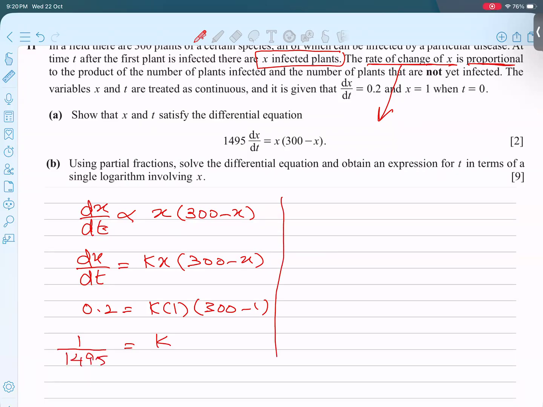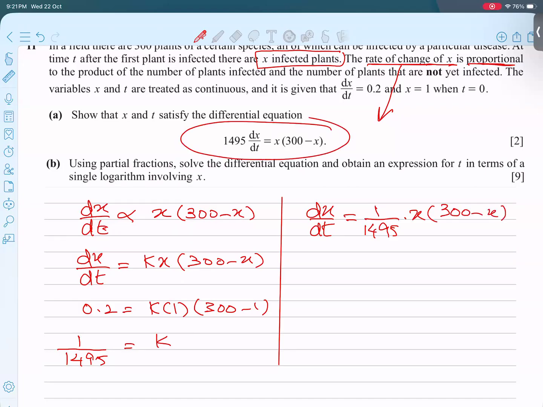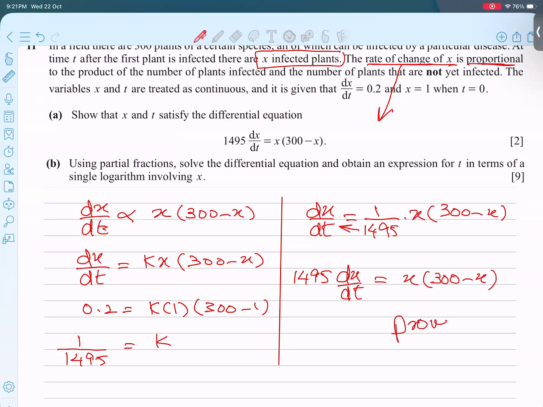Which equation do I plug this k value into? Plug it in here. So dx over dt is equal to 1 over 1495 times x times (300 minus x). But we have to show this one, so naturally this will multiply the left hand side, and we get 1495 dx by dt equals x times (300 minus x). Alhamdulillah, the target is achieved and we have done it.